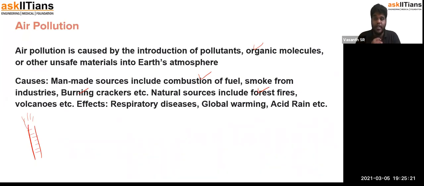Let's say, for an example, Taj Mahal. The color of Taj Mahal has changed so much because of the pollution that is caused. This process is called yellowing of marbles. So the marbles with which the Taj Mahal was made have become yellow because of the harmful gases that are released, which cause corrosion on the marbles. So that is a clear example of air pollution.